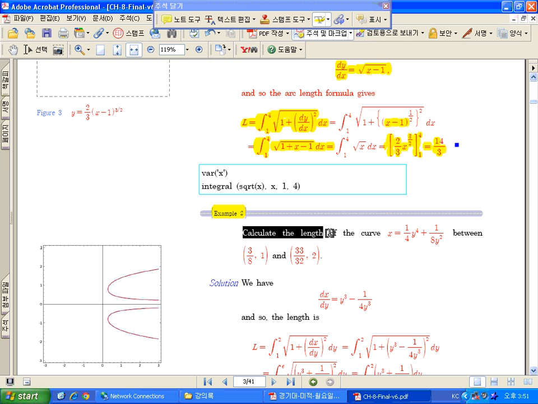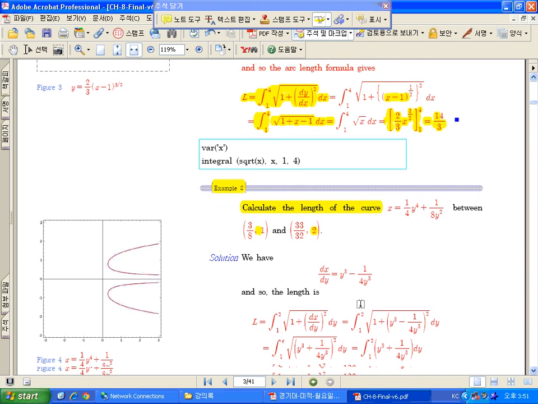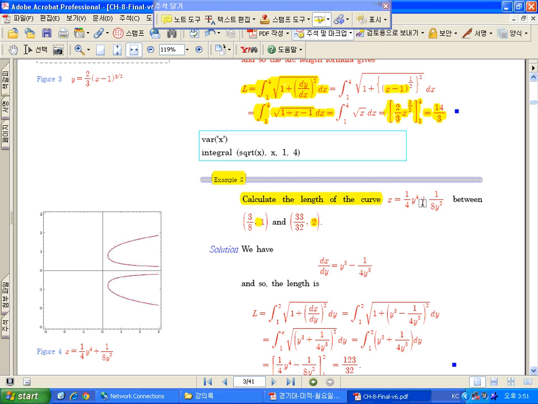Example 2: calculate the length of the curve x equals g of y between these two points. So we can use the formula for arc length. L is equal to the integral from y equals 1 to y equals 2 of square root of 1 plus g prime of y squared times dy. So what we need is dx over dy.